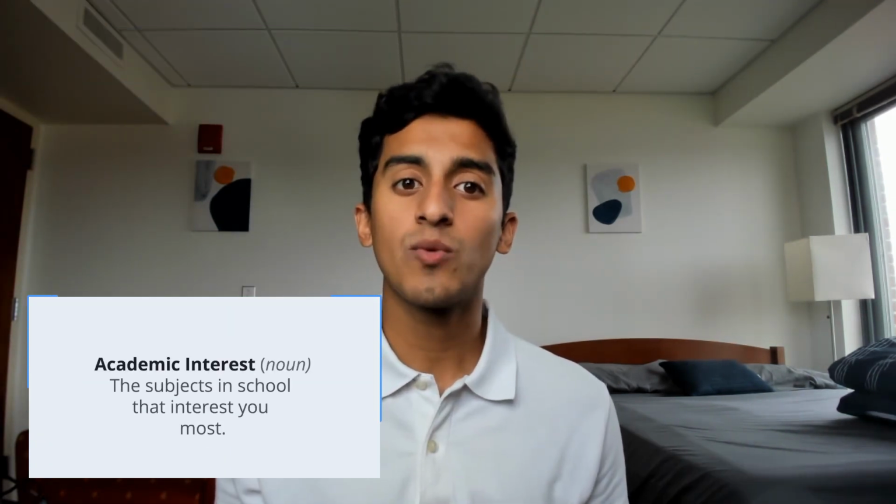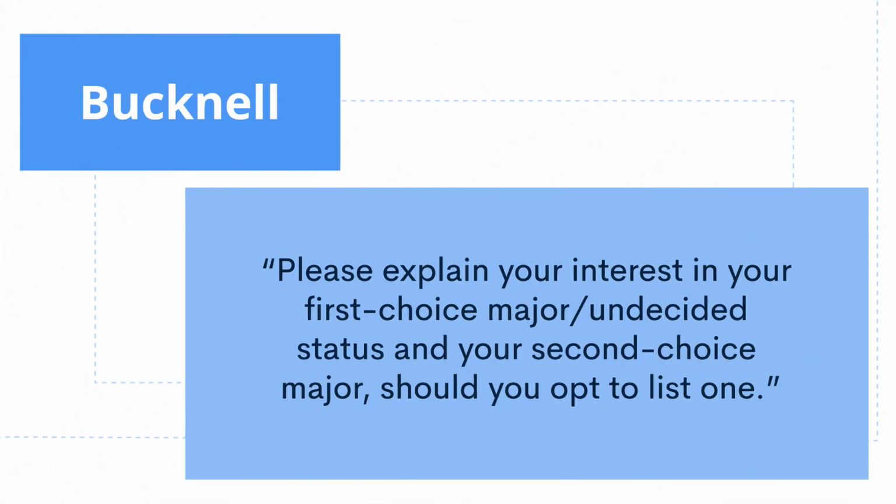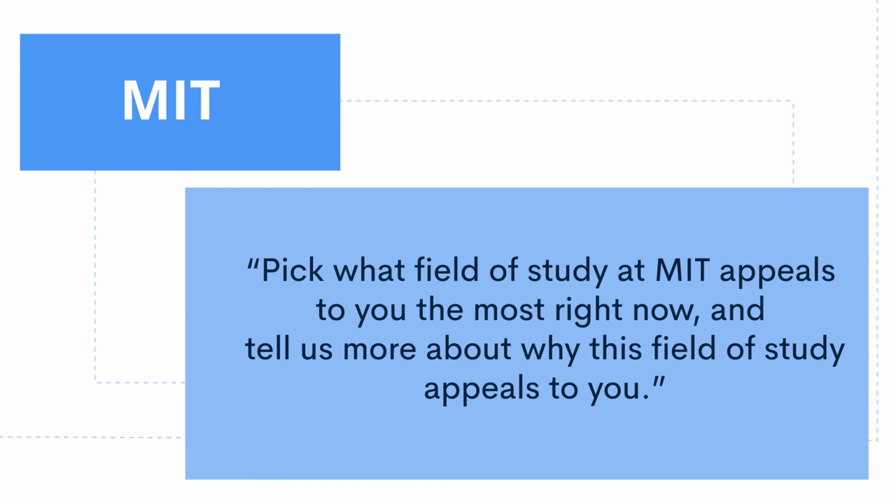Archetype number 1, the academic interest essay. Academic interest essays ask you to write about the subject or topics that interest you most, sometimes in relation to your intended major. Here's a couple of examples from actual colleges. Bucknell asks, please explain your interest in your first choice major, while MIT asks you to pick a particular major offered by MIT and why it appeals to you.